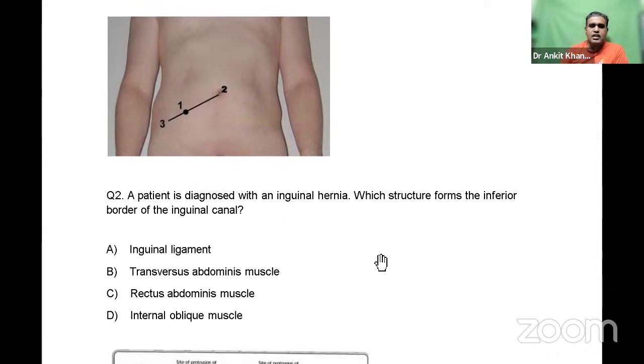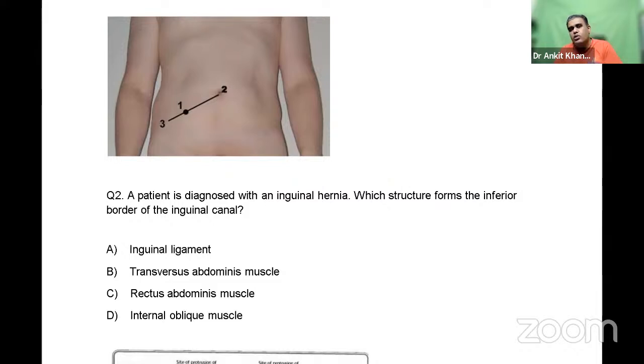Okay, here we come to the question. A patient is diagnosed with inguinal hernia. They are not saying direct or indirect, but just inguinal hernia. Which structure forms the inferior border of the inguinal canal? They are asking a core anatomy question: do you know the inferior border, or you can say the base, or the floor of the inguinal canal? Is it the inguinal ligament, transversus abdominis muscle, rectus abdominis muscle, or internal oblique muscle?